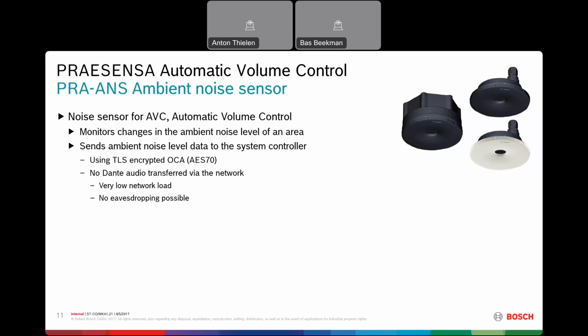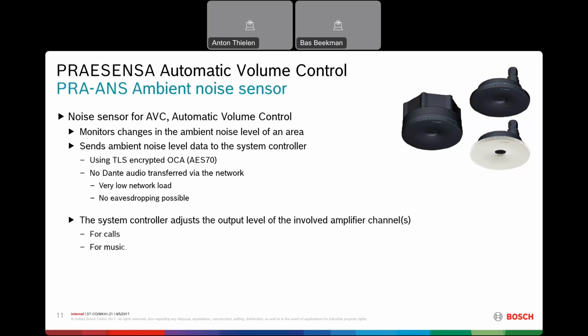So the advantage of this is that you have a very low network load, so you don't have any audio going over your network, and there is no eavesdropping possible. If you had analog microphones, then you could easily do eavesdropping. That's also impossible with this, and it's only control data.